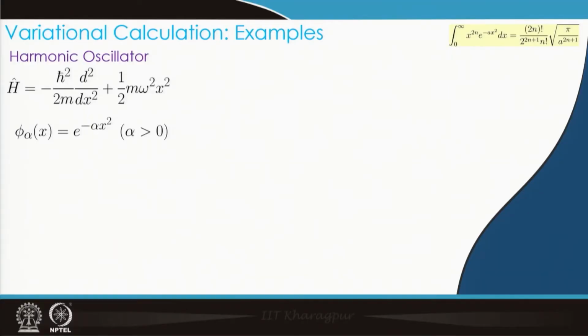The first example that we are going to take is that of a harmonic oscillator. When I say harmonic oscillator, I can quickly write down the Hamiltonian. I have the kinetic energy operator and the potential energy. The potential energy is given by a harmonic potential, which you know is half k x square, k being the spring constant of the harmonic oscillator, which I am expressing as m omega square. M is the mass of the oscillator, omega is its angular frequency.